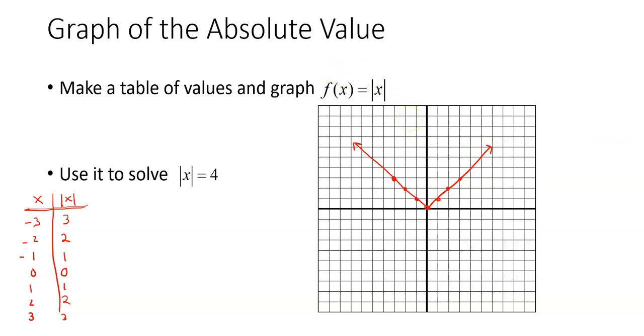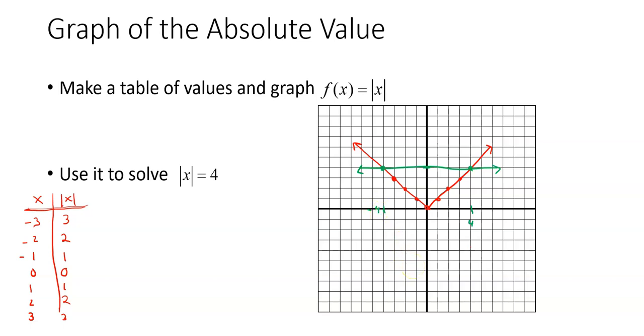Now the question says use it to solve the absolute value of x is equal to 4. Well, I've just graphed the absolute value of x. The only thing left that I have to do is graph y equals 4. Here's y equals 4. Graph my horizontal line. So do you notice that the red and the green lines intersect here and there. So once here at 4 and once here at negative 4.